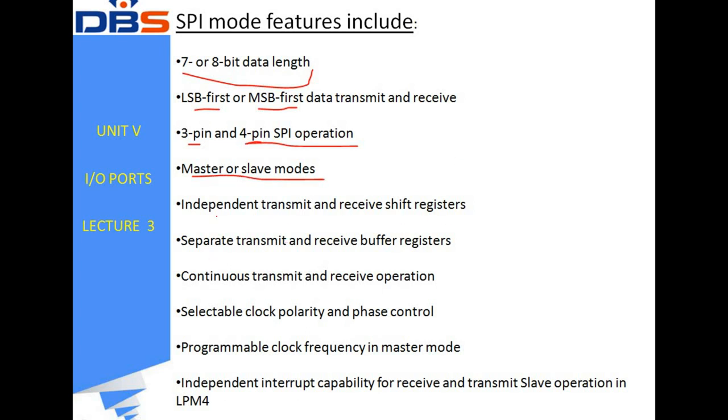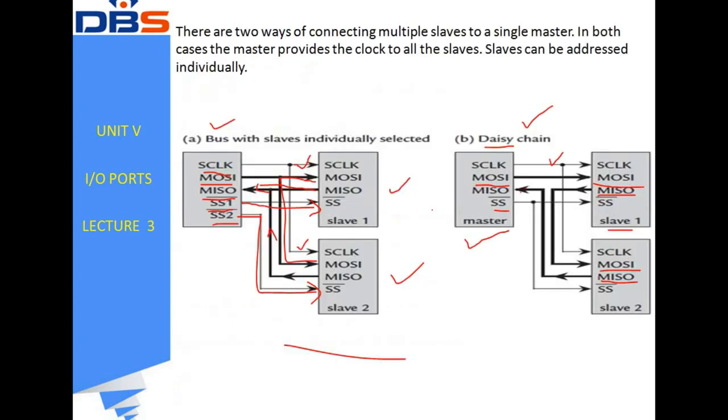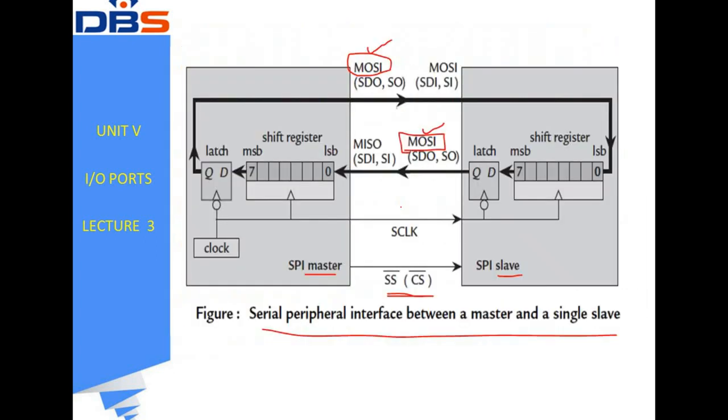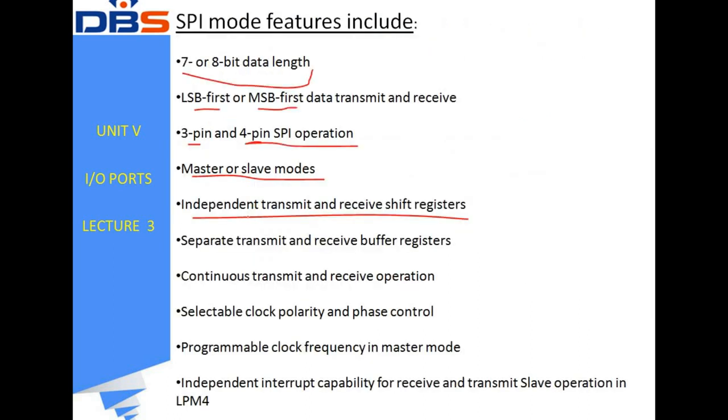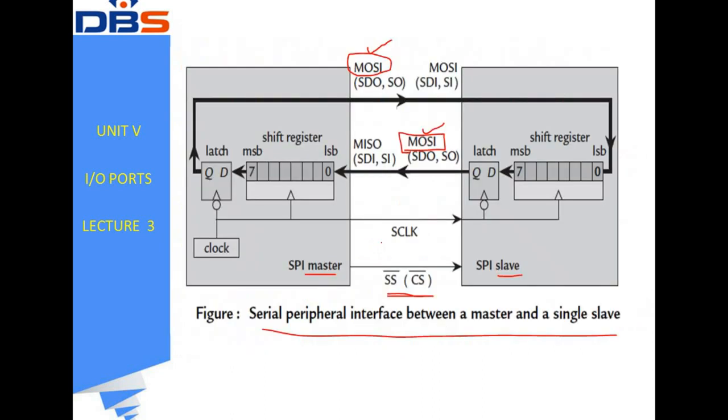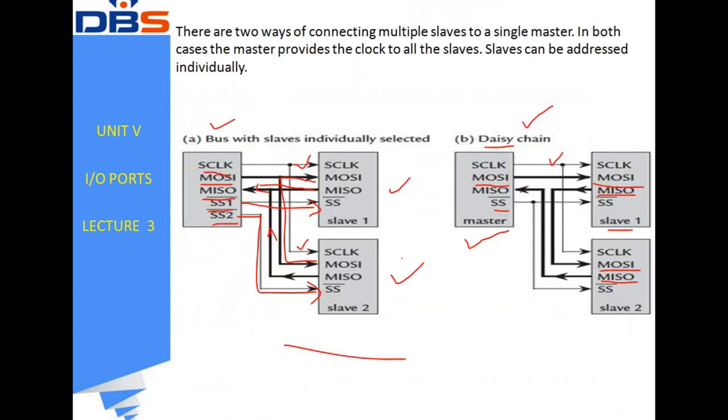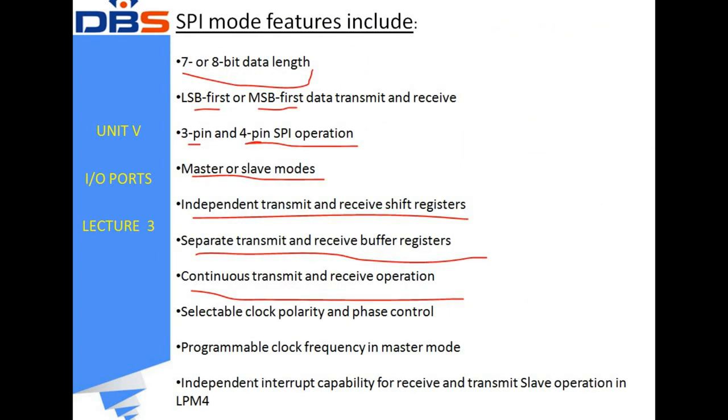Independent transmit and receive shift register. Each and every clock has independent shift registers, as we have seen here in the block diagram. That means here the master has a shift register and the slave has an individual shift register. Like that, independent transmit and receive shift registers, and separate transmit and receive buffer registers also. Okay, so continuous transmit and receive operation. Why? Because the data is transmitted here in a serial circular fashion. That means the data is transmitting continuously.